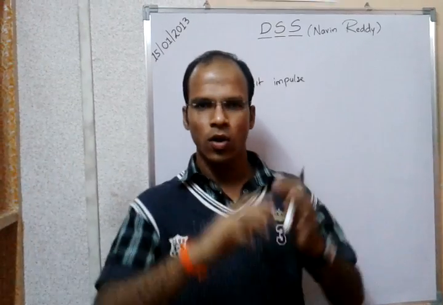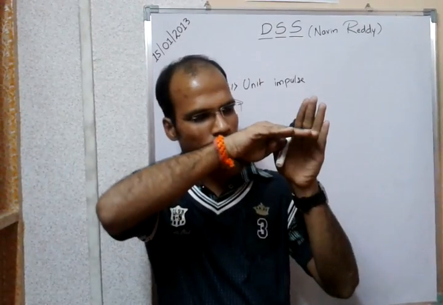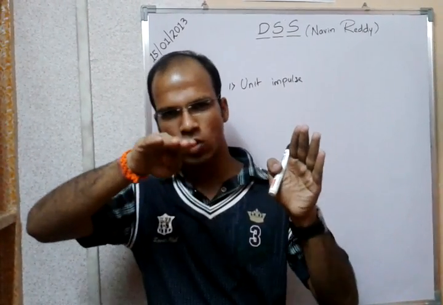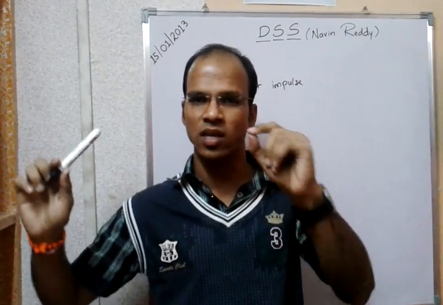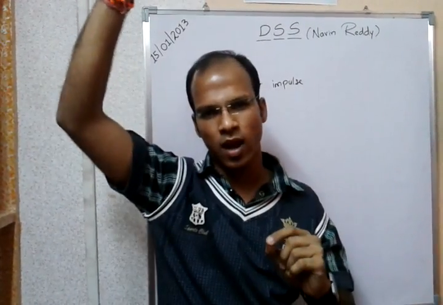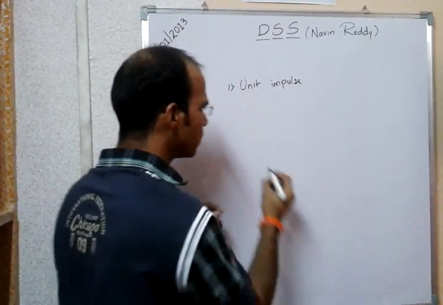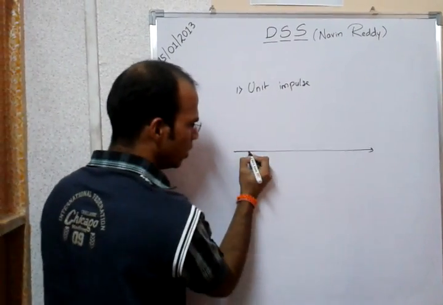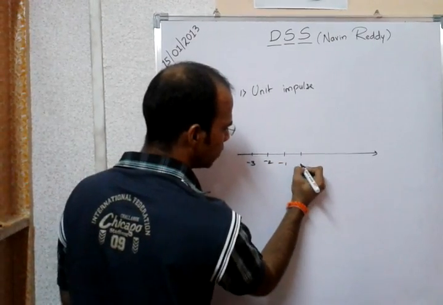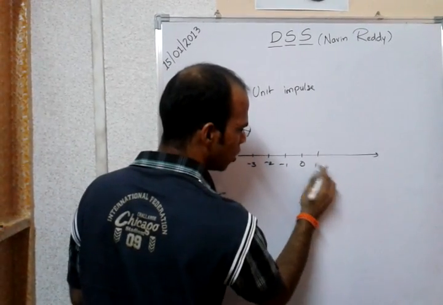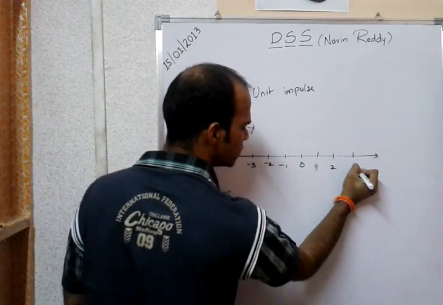Something clicks. When you have the zero, you have the line of zero. Suddenly you get a sound. When you get a sound, this is a sudden impulse and you get down. That means you have the line. This is your -3, -2, -1, 0. It's your 1, it's 2, it's 3.